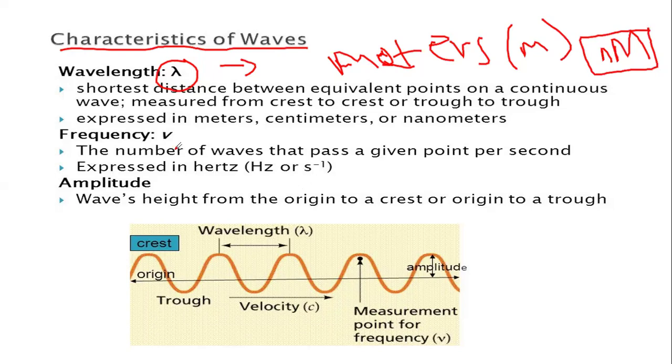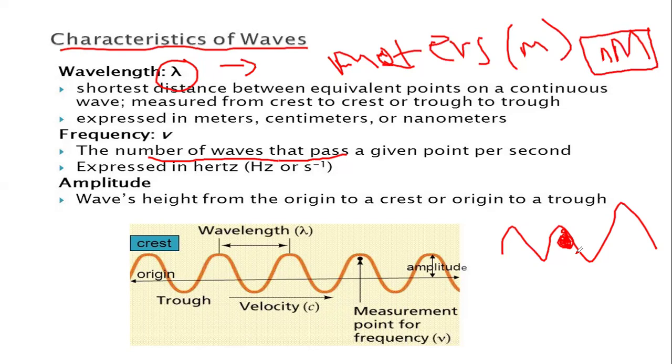And then we have another characteristic, which we call frequency. The frequency is just the number of waves that pass a given point per second. So if I have, let's say, this is my point here, the frequency is how many waves are going to pass through this point per second. If waves are coming like that, how many of these waves are going to pass this given point per second? That number of waves that pass through that point per second is what we call the frequency.